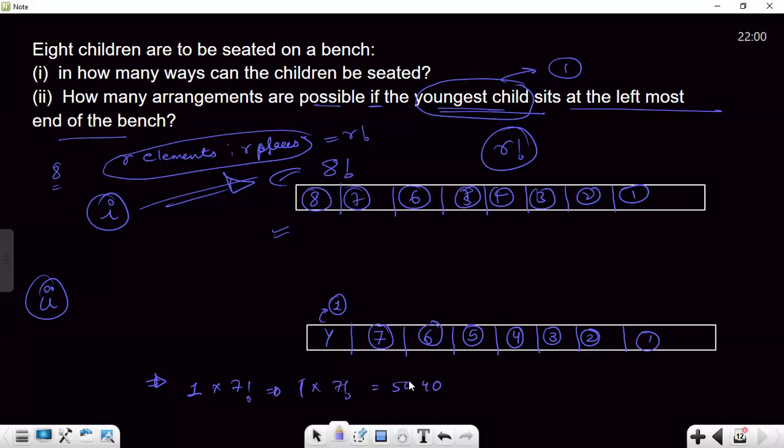1 into 7 factorial is what? 5,040. And 8 factorial is 40,320. I didn't remember 8 factorial, I have cheated it from the notes. 7 factorial I know. Clear? Is the question clear, everyone?